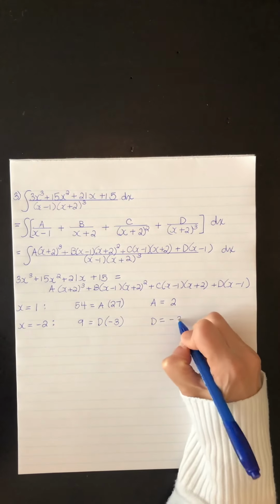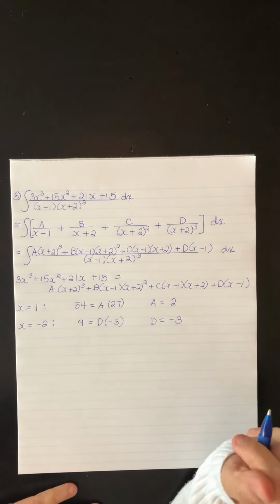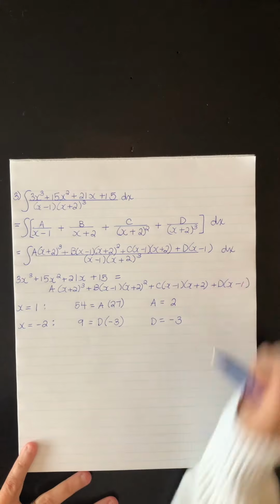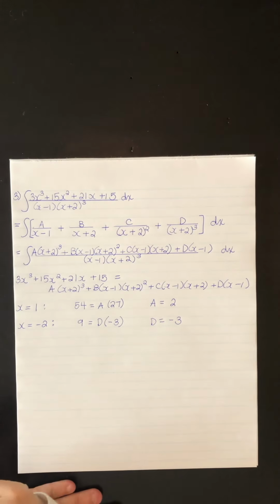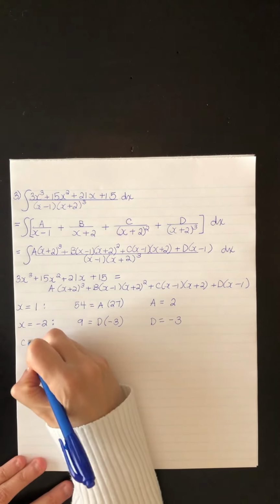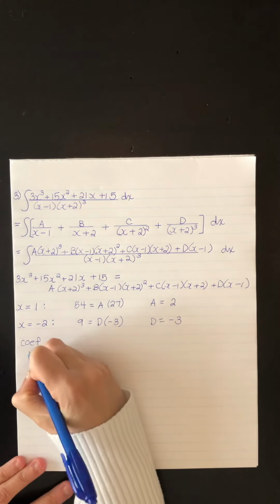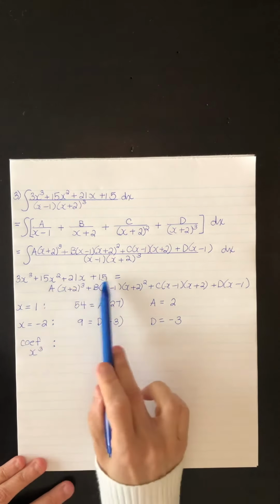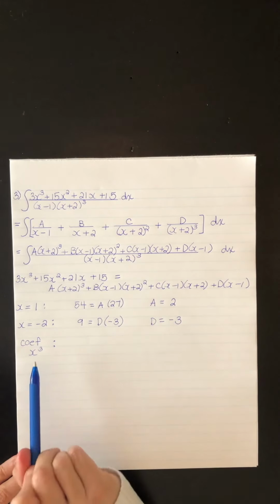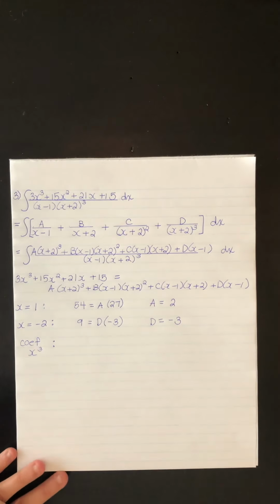negative 3. Now I'm out of roots, so I've only figured out 2 things. So we can't go to an arbitrary value yet because we still have two unknowns. B and C are both unknown. So we look at coefficients. And often it works to use the highest power. The highest coefficient existing in either the right or the left side is the coefficient of x cubed.